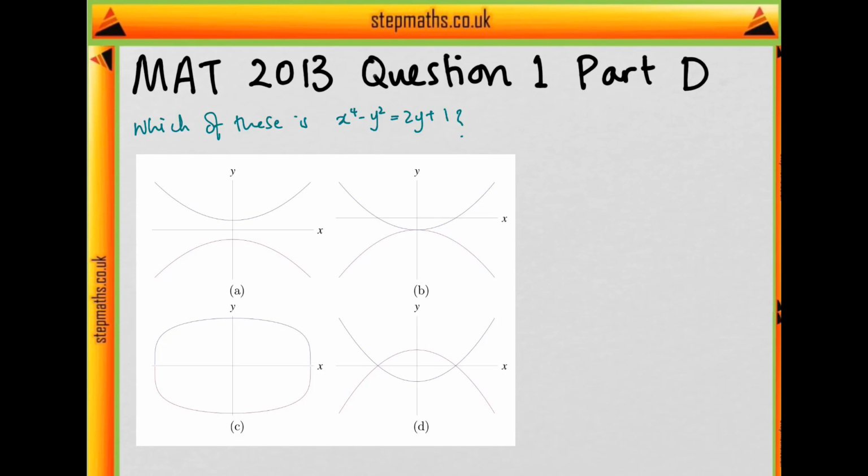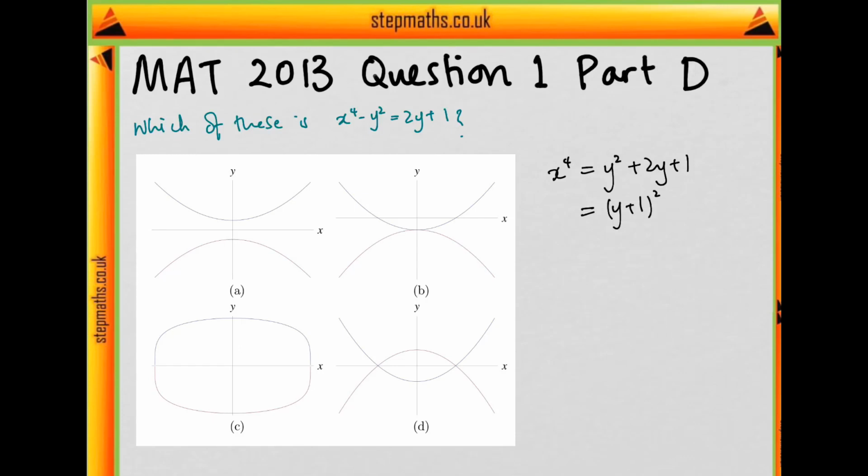Well, let's put all of the y's on one side and have the x's on the other side and see if we can simplify this into something that looks a bit more familiar. So we're going to have x to the 4 is equal to y squared plus 2y plus 1, and if you look at this right hand side you can see that it's actually equal to y plus 1 squared.